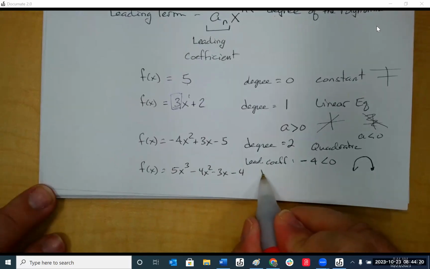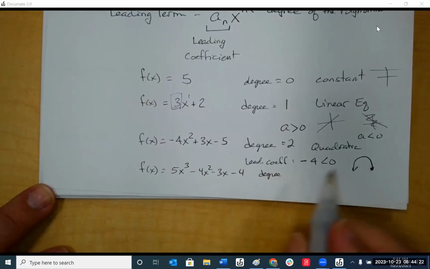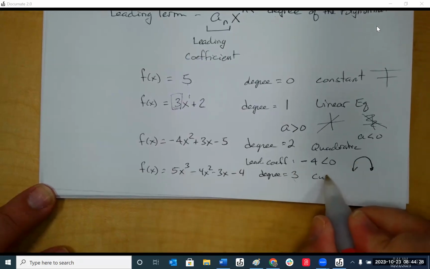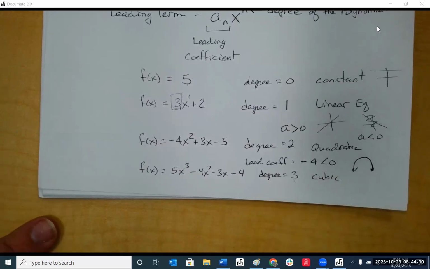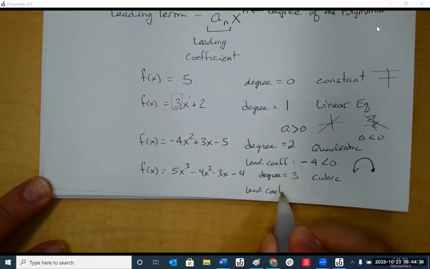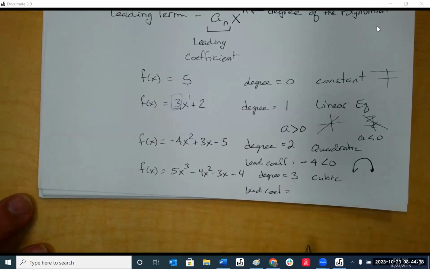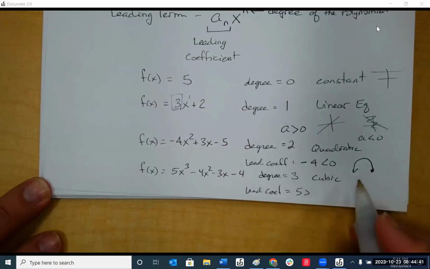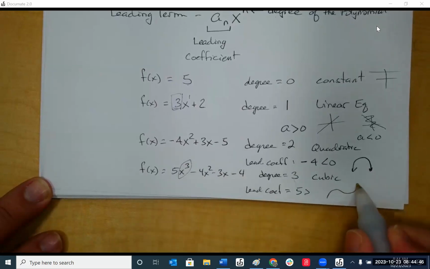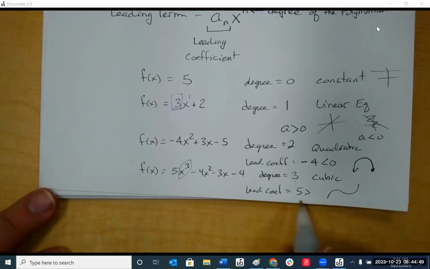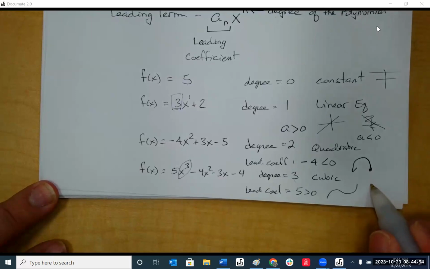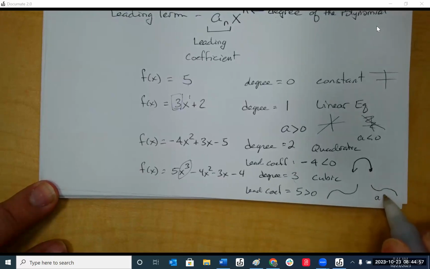What's the degree here? Since it's degree 3, it's a cubic equation. And the leading coefficient is what? +5. It's greater than 0. So cubic equations look like this, since a is positive. If a was negative, it would be decreasing. That's if a was negative.